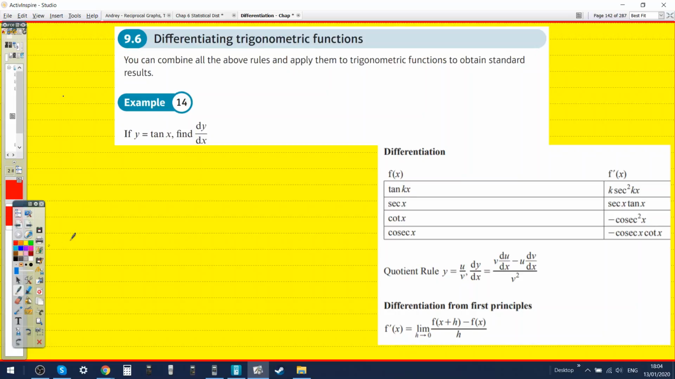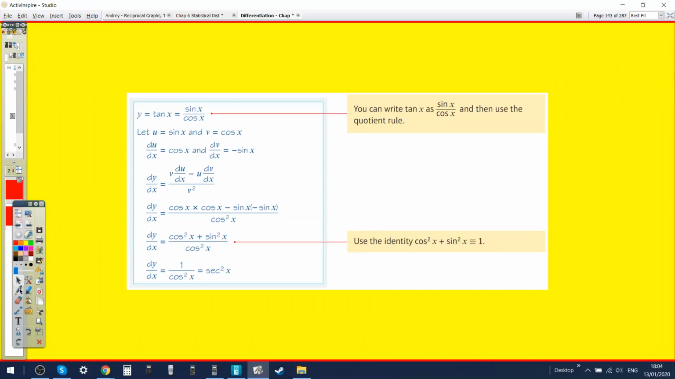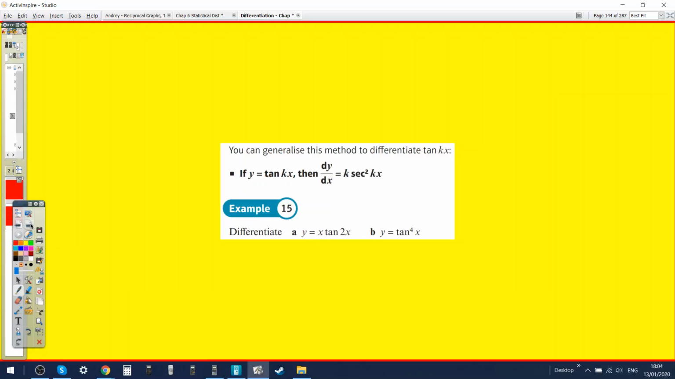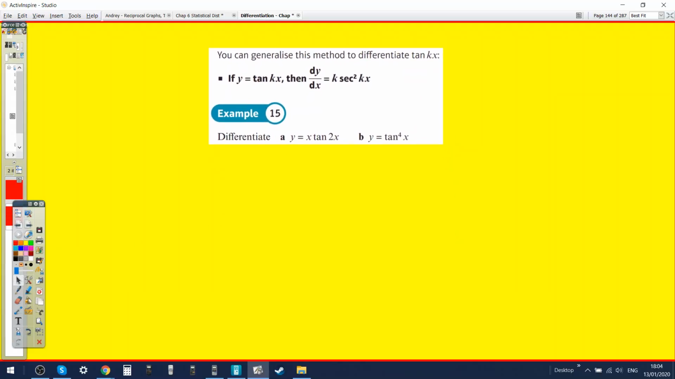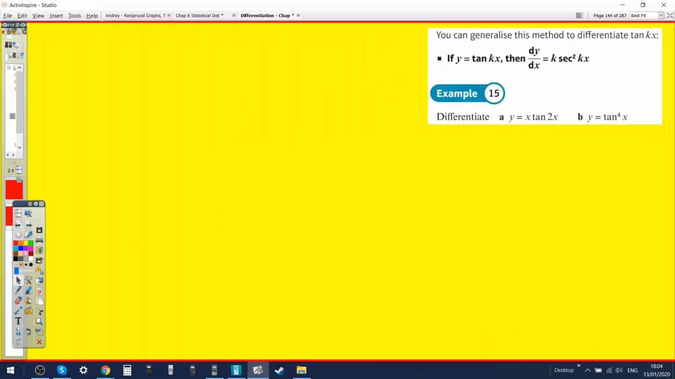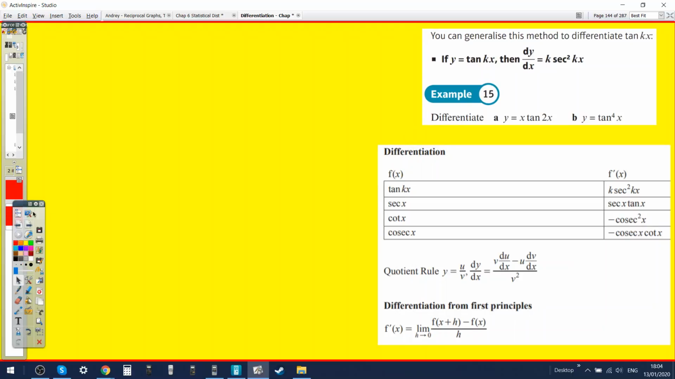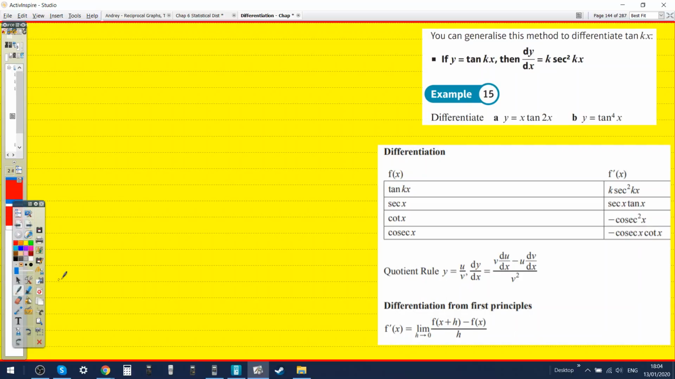So that one is sec squared x. Let me just copy that. And sec squared x. Do I have to do that whole proof? You might not. I'll check the exam questions before we go down that road. Yeah, it looks like you don't have to. Okay, how about these?